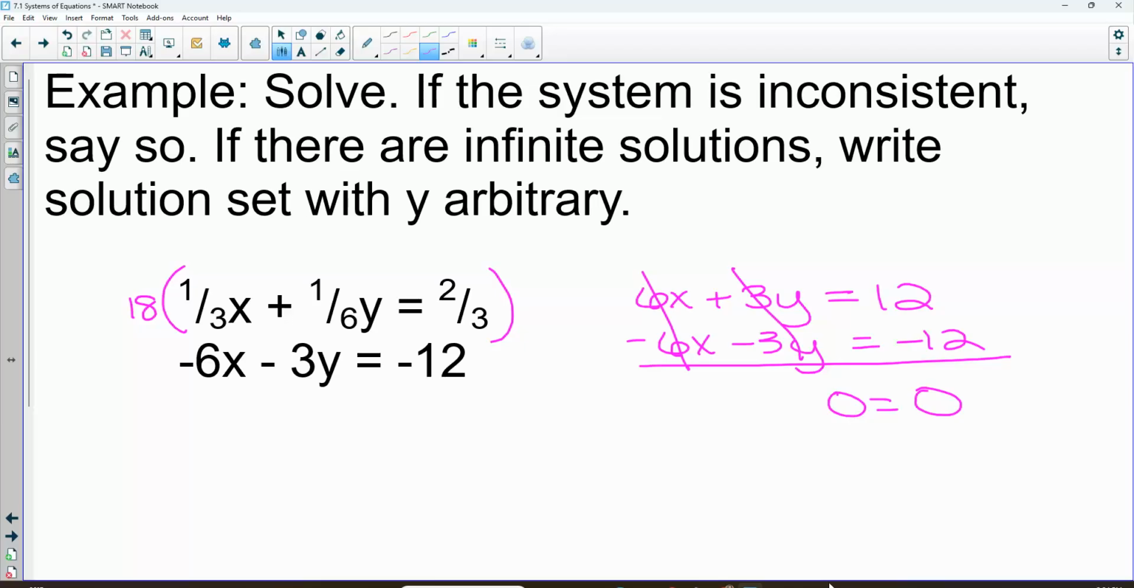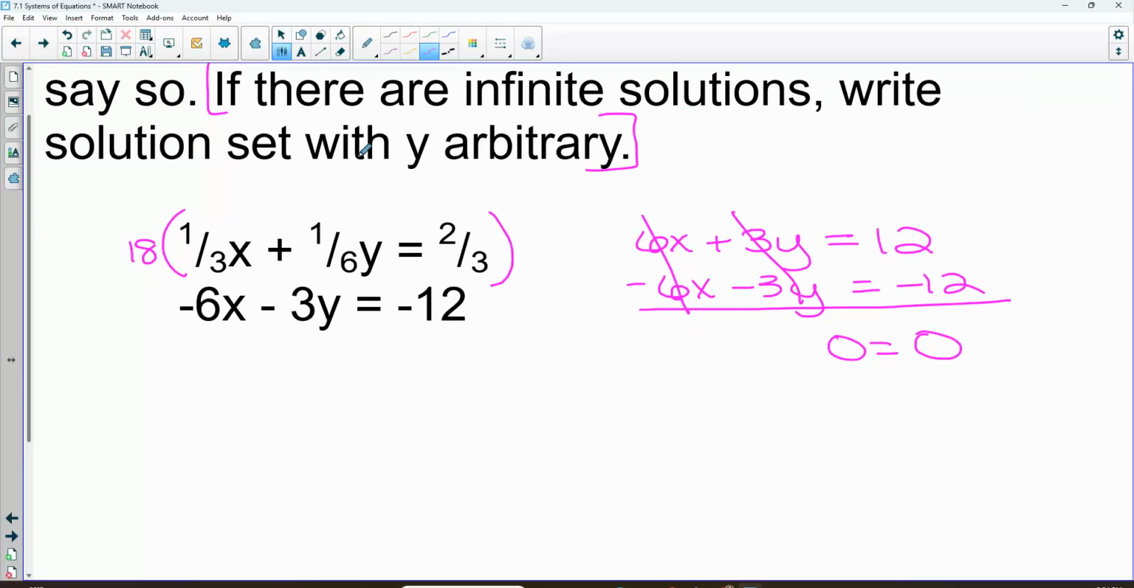Before, you just said infinite solutions or all real numbers and went on with your day, right? But is it true that I can put any ordered pair in here that I want? No, it has to be an ordered pair on the line. Okay, so we are going to be asked to describe that. So you will see a statement like this. It says, if there are infinite solutions, write the solution set with either x or y arbitrary. That means I'm trying to describe the ordered pairs.